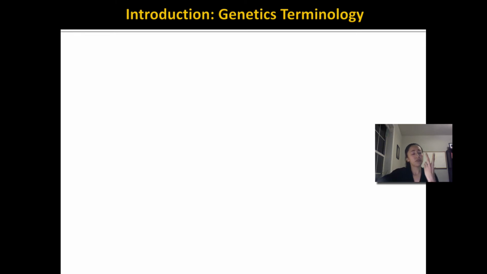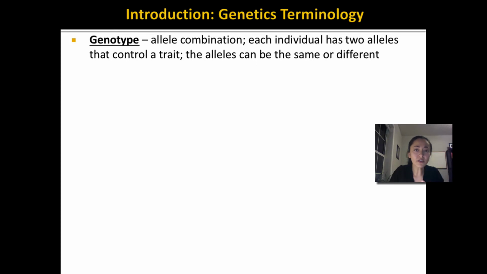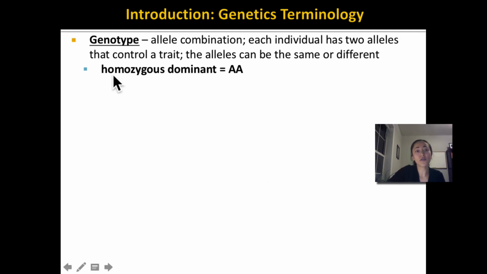So we have two different types of alleles, dominant or recessive, and as I mentioned, each individual has two copies of a gene, so they have two alleles. So if we're looking at the allele combination an individual has, or in other words, their genetic makeup, we call this the genotype. So each individual will have two alleles that control for a trait. Both of those alleles could be dominant alleles, and we call that homozygous dominant. Homozygous, homo means the same. So both alleles are the same and they're dominant. Okay, so it's pretty easy to remember.